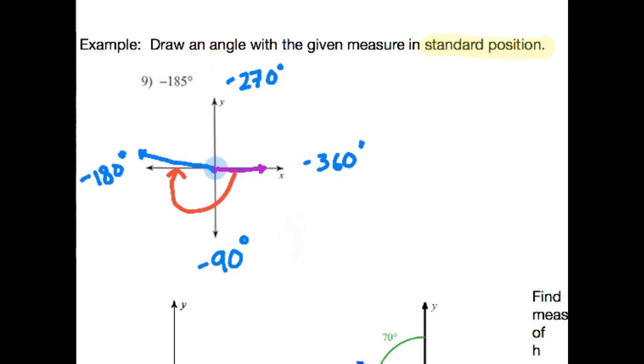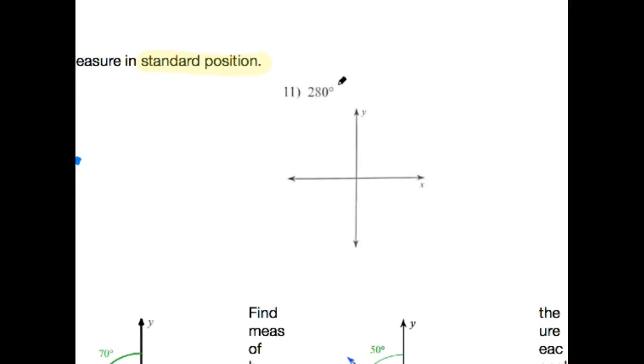Let's look at the second angle, 280 degrees. That is a positive angle. So when we look at this, here is our positive 90 degrees.